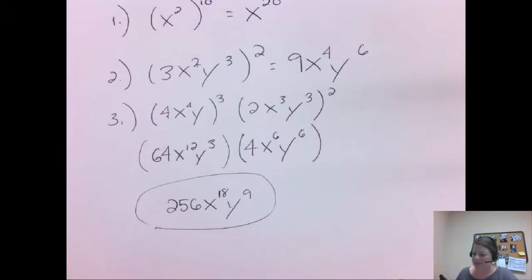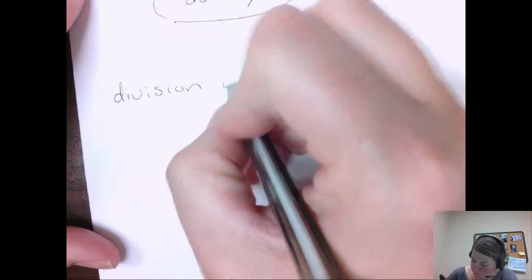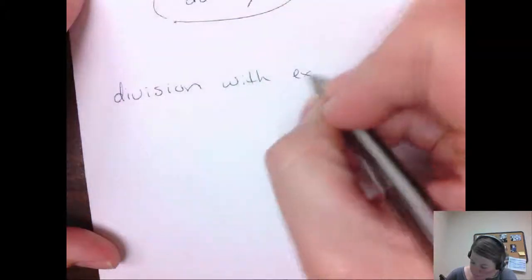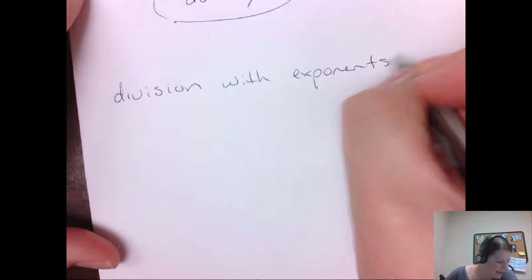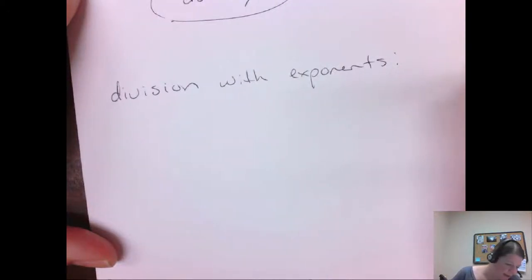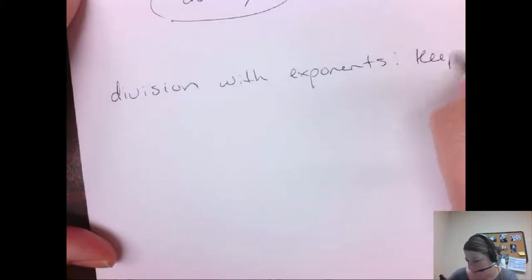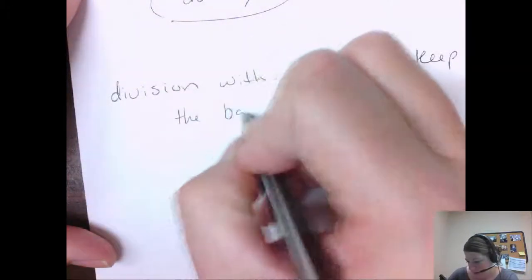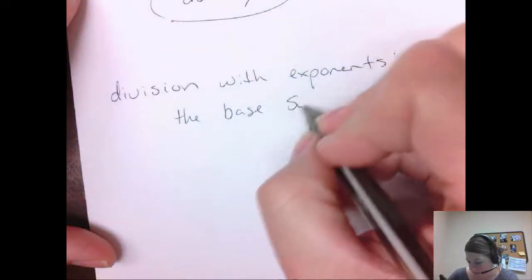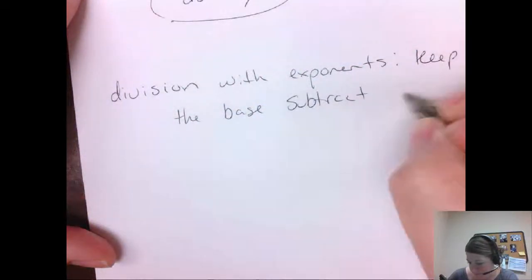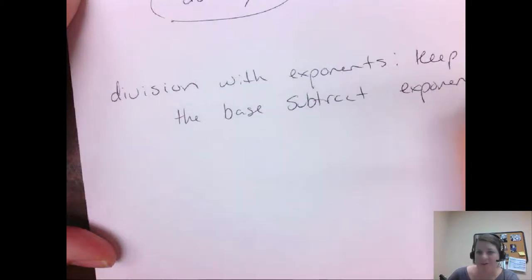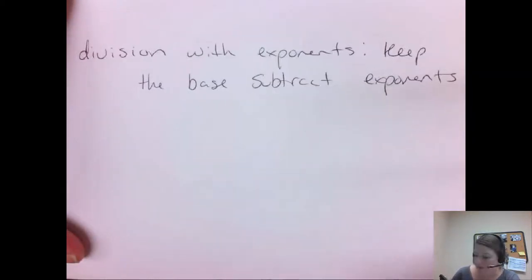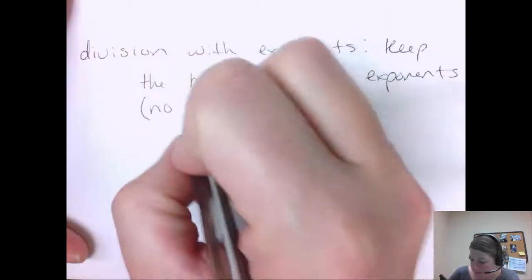Let's look at division with exponents. The rule, I kind of hate writing a rule, is you're really going to keep the base and subtract exponents. But here's the tricky part about division. No negative exponents.